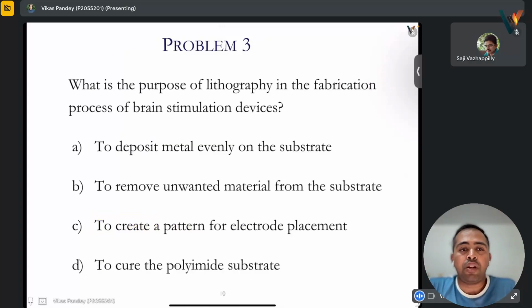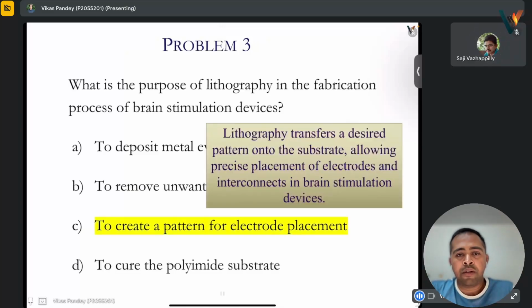What is the purpose of lithography in the fabrication process of brain stimulating devices? To deposit metal evenly on the surface, to remove unwanted material from the substrate, to create a pattern for electrode placement, or to cure the polyimide substrate? To create a pattern for electrode placement. And that can be done much more precisely since we are using a very precise source, that is light itself, and in some cases laser and UV light also. So that is much more precise.